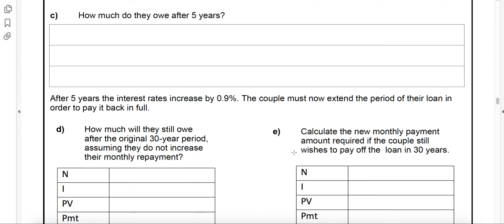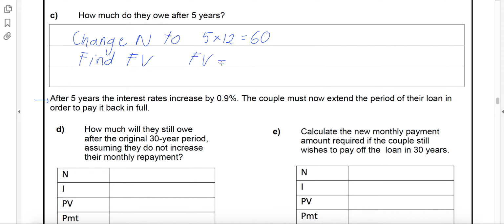How much do they owe after 5 years? Okay, there's a reason we've been asked to do this, because if you read ahead, you'll see that after 5 years, there's going to be a change to this loan. So first, let's just work out after 5 years. All we have to do here, because we've got all the info in our calculator already, we just need to change N to 5 years monthly. So we need to change N to 60. Once we change N to 60, we're trying to find amount owing, so we're trying to find FV.